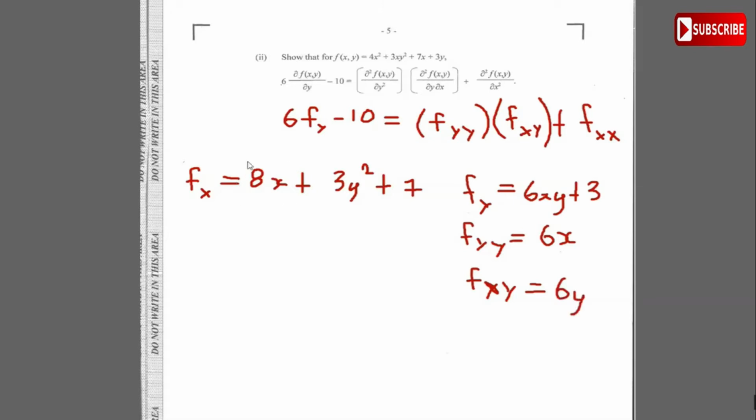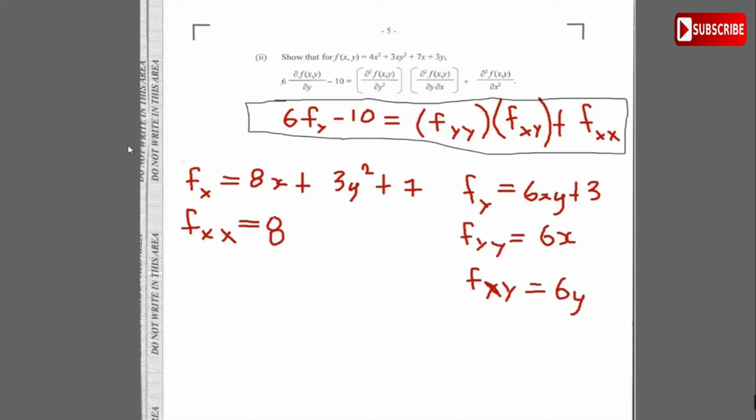When you differentiate 8x with respect to y, you get 0. And then it's 3y squared, 6y. Now let's find fxx. To find fxx, we're differentiating with respect to x, and that just leaves 8. All right, good. So now we need to prove this. Remember, this statement right here is what we're trying to prove.